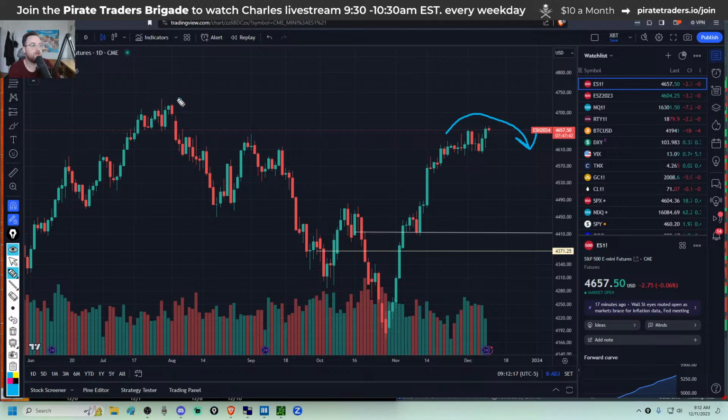Okay, and so I'm really keeping a close eye on what was this previous balance area high from July back here. So I would say between 4,700 and the highs around 4,730, somewhere in that area, that is going to be where the market is going to run out of steam and need a pullback. But as of now, it's still got that momentum.